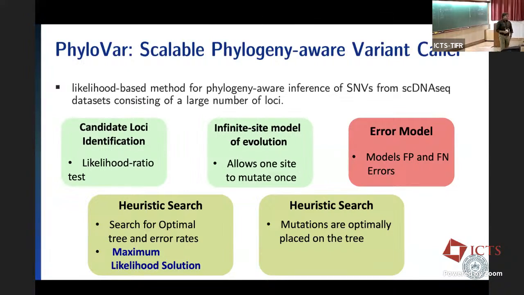Now, we need some other things. What are some other things? First of all, there is this simple filtering that we have to do. We have to first identify the set of loci that we really want to study, okay? And we adopted a likelihood ratio test. Again, this is a very simple likelihood ratio test, which looks at the observed sequencing data, and it will determine whether there is a mutation there or not, okay?